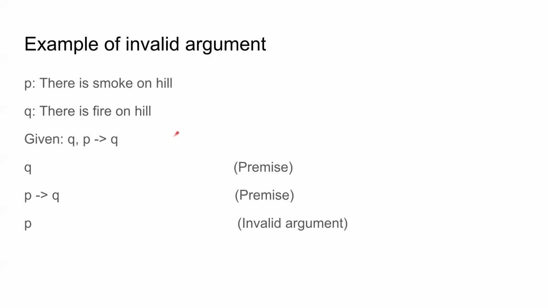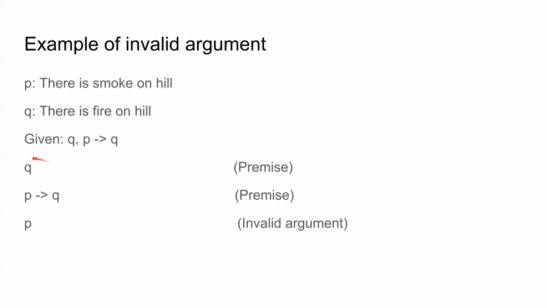Let's see another example. This is an example of an invalid argument. Let's say statement P is there is smoke on the hill, and statement Q is there is fire on the hill. The person says Q is given, there is fire on the hill. We are given these two things: there is fire on the hill, and whenever there is smoke on the hill, it implies that there is fire on the hill.